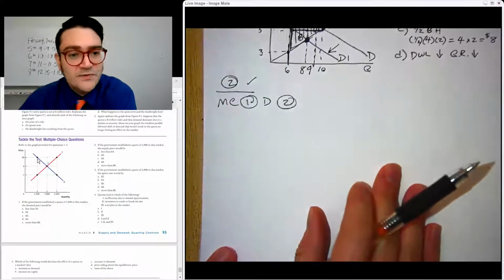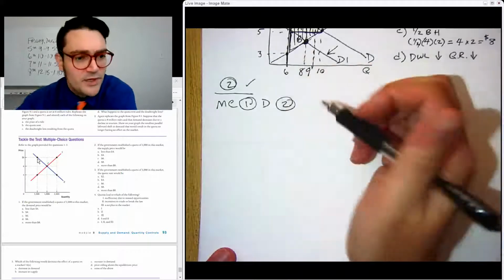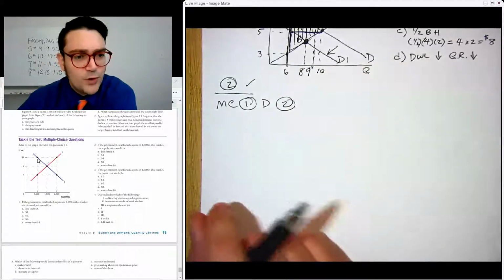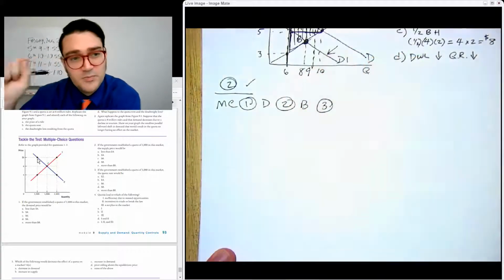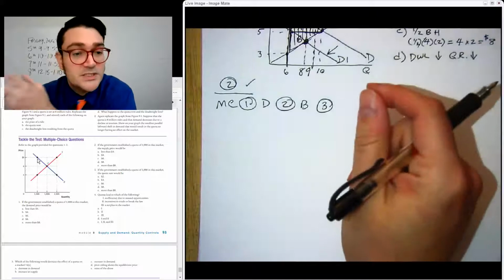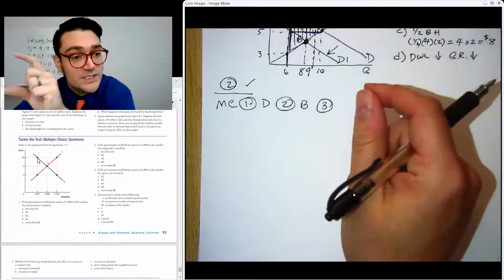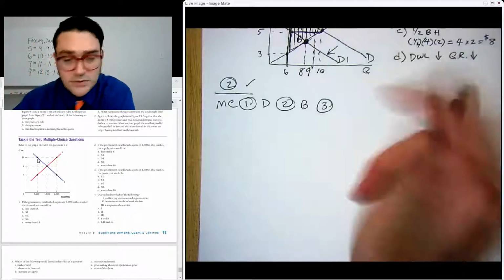Number 2, if the government established a quota of 1,000, the supply price, again, what would they be willing to supply it for? If we look at that graph down there, it should be 4, and so that's B. Again, we're just looking at the price on the supply curve for it. If the government established a quota of 1,000, the quota rent would be, and again, the vertical distance between 8 and 4, 8 minus 4 is 4. So the correct answer is B.